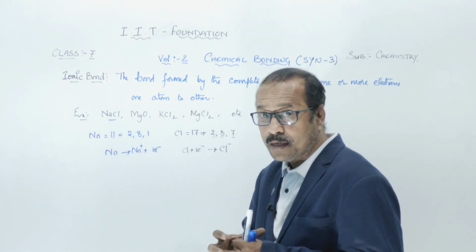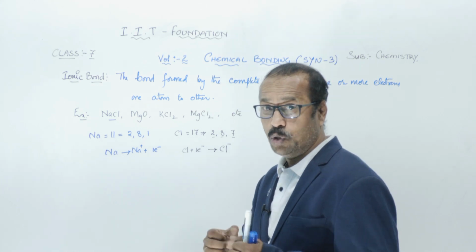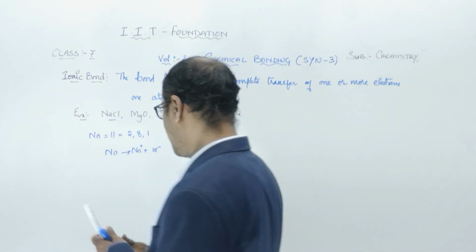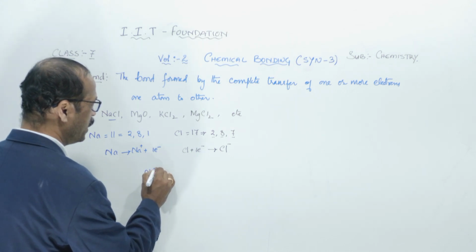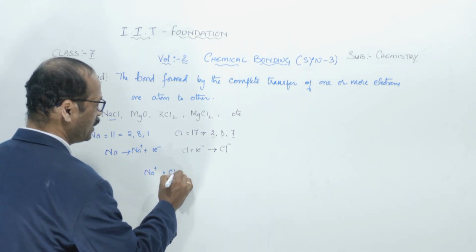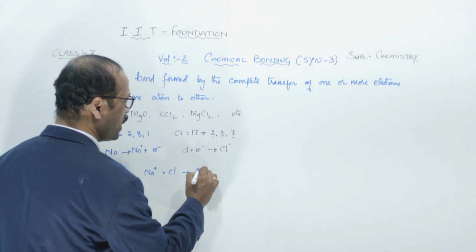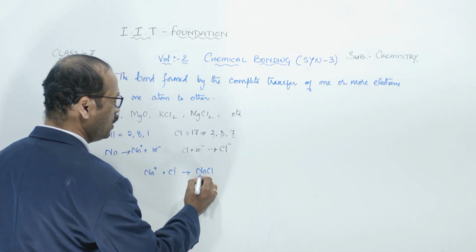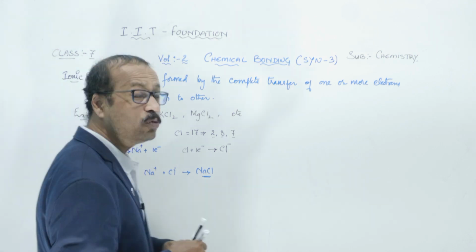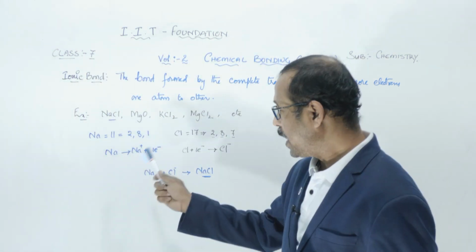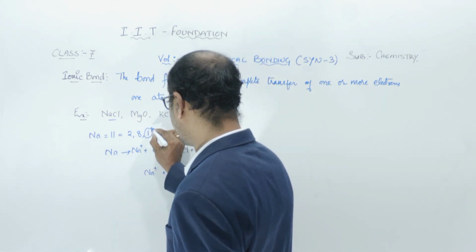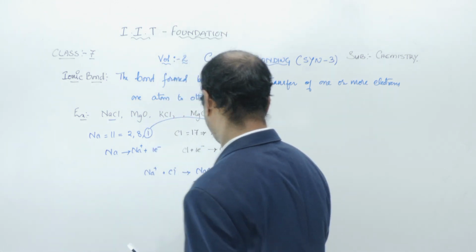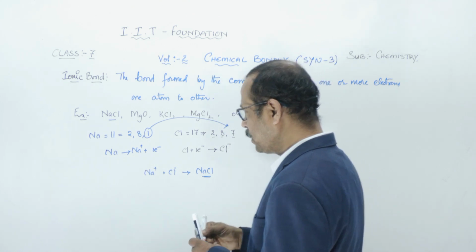You know that opposite charges attract. So there is a force of attraction between Na plus and Cl minus. So it forms NaCl. Now sodium chloride is formed. How is this sodium chloride formed? By transfer of this one electron to chlorine.